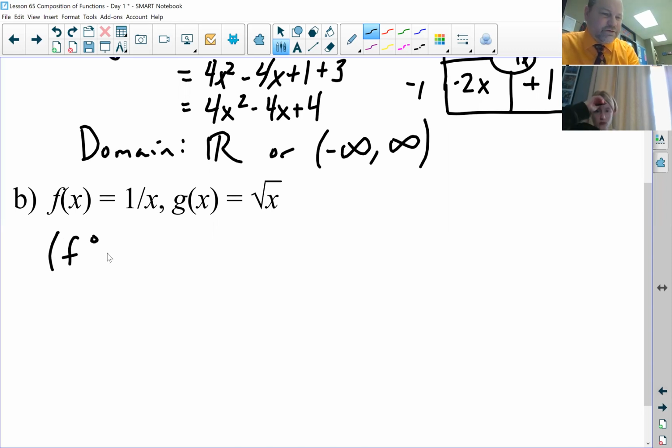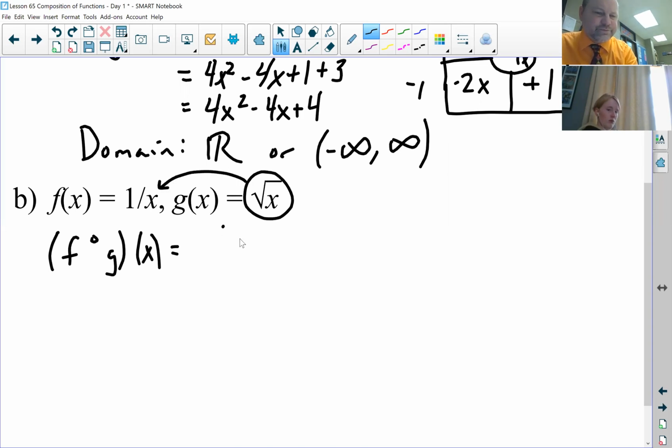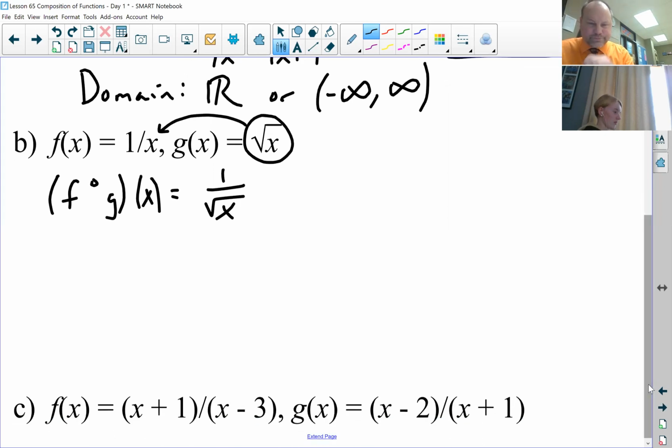F composed with G of X. So again, we're going to take this square root, plug it in for X. And if you watch the video from last Friday, we don't need to rationalize that. If you remember from probably algebra 3, maybe you did rationalizing. We may do some more later in the year, but you can leave it just like that.